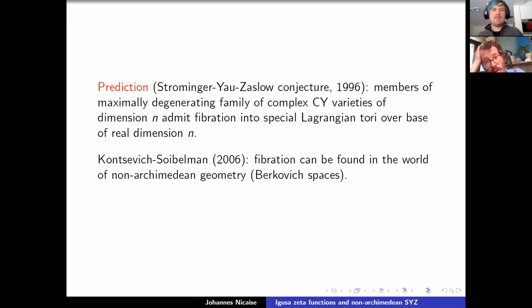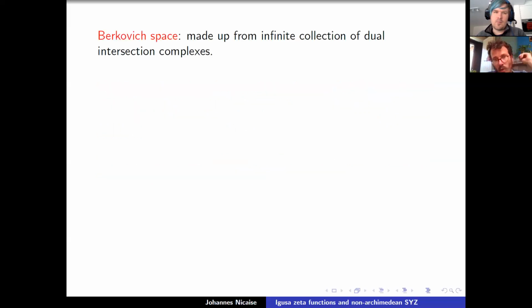Now, it's extremely difficult to produce such Strominger-Yau-Zaslow fibrations, such SYZ fibrations, if you stick to differential geometry. But a beautiful idea of Kontsevich and Soibelman was that such a fibration can be found in the world of non-archimedean geometry, the world of Berkovich spaces. Berkovich spaces have appeared already in the previous talks in this seminar. But for our purposes today, the most convenient way to think about them is as spaces which are made up from infinite collections of dual intersection complexes.